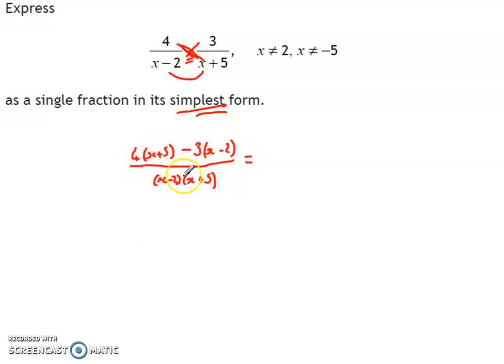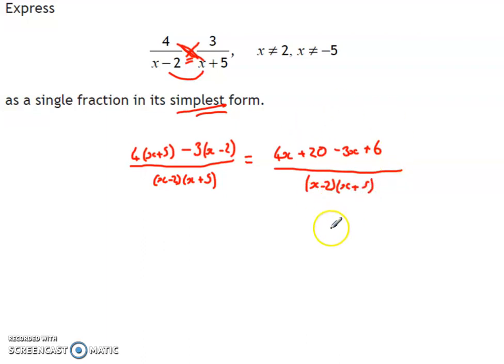Now what we do is we multiply at the top, simplify it all together and see what we can do from there. So if we start multiplying out, we get 4x plus 20. We've then got minus 3 times x. So take away 3x. We've then got minus 3 times minus 2, which gives me a plus 6. And then it's all over the two brackets on the bottom, x minus 2, x plus 5.